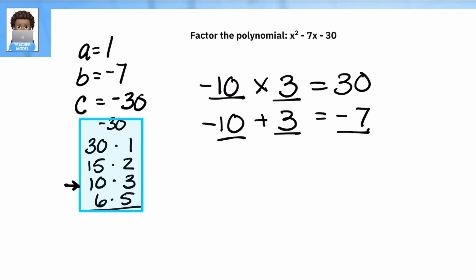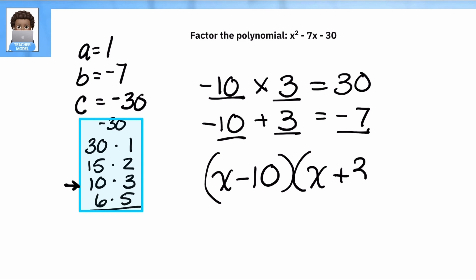So now that I have that, I can create this sentence. x minus 10 times x plus 3. These two become my two terms here. All right, so let's hit pause and jot this down.